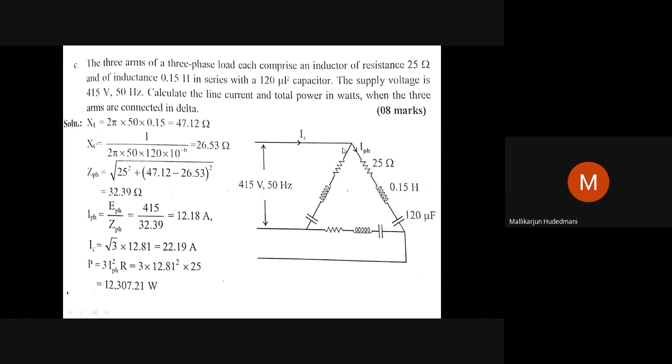So now it is a delta. Line voltage and phase voltages are one and the same. Therefore, phase current is phase voltage divided by impedance. It is 415 divided by 32.39. This becomes the current flowing in each phase. What about the line current? Line current is root 3 times phase current. You can see that, root 3 into 12.81.